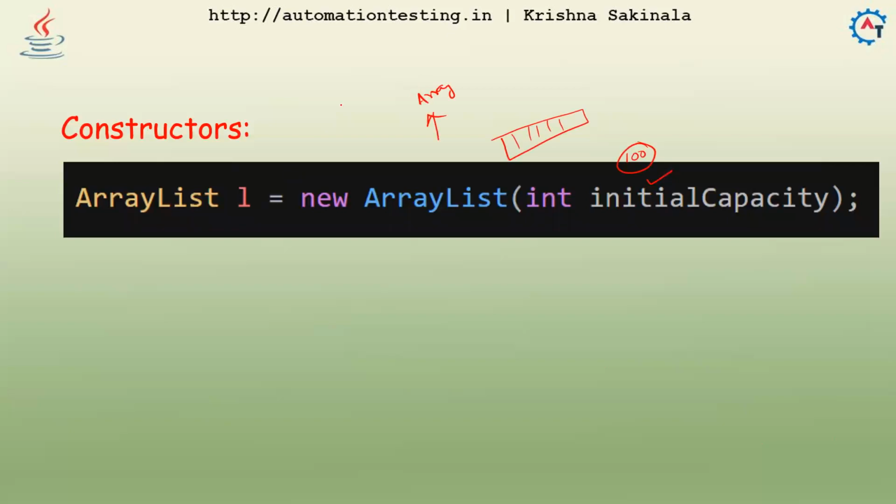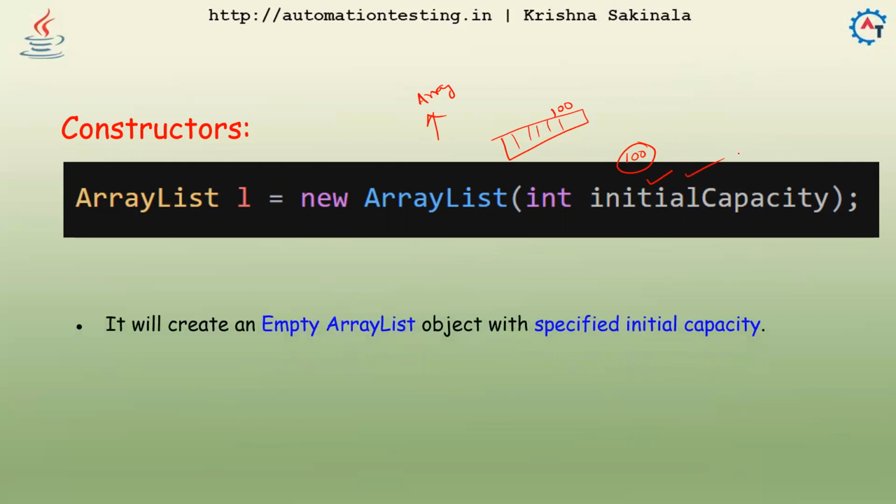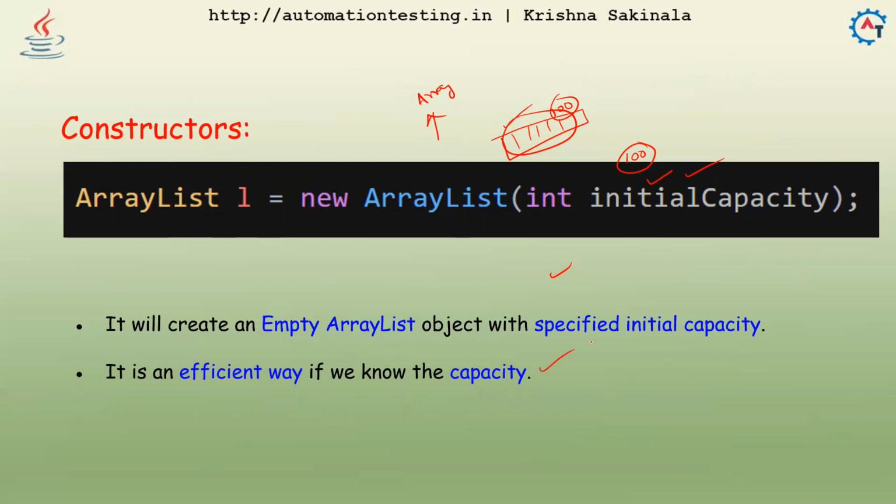So performance will be decreased. Because of that, if you are going to add 100 elements, create it with 100 capacity, and then while creating itself it will have 100 capacity. Then there is no need to create another one and copy all these things. This can be avoided. That is the advantage of this constructor. It will create an empty ArrayList object with the specified initial capacity, an empty ArrayList with capacity 100. It is an efficient way if you know the capacity, and performance will be increased.